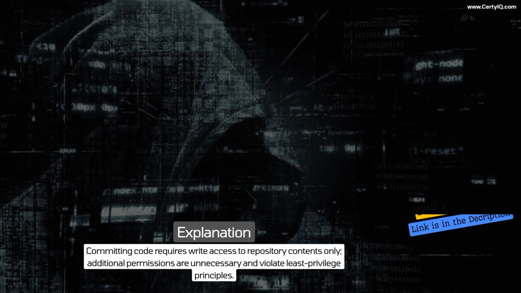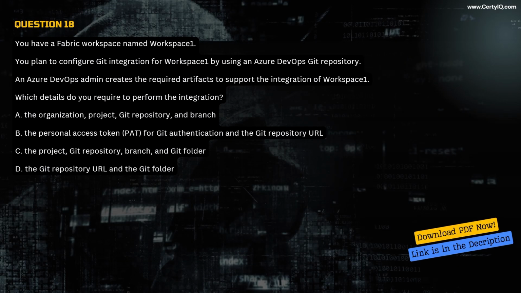Question 18. You have a Fabric workspace named Workspace 1. You plan to configure Git integration for Workspace 1 by using an Azure DevOps Git repository. An Azure DevOps admin creates the required artifacts to support the integration of Workspace 1. Which details do you require to perform the integration?